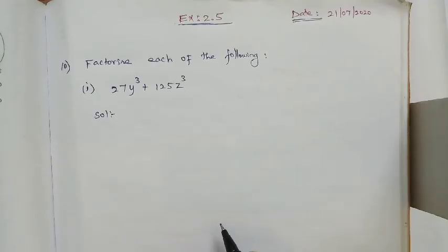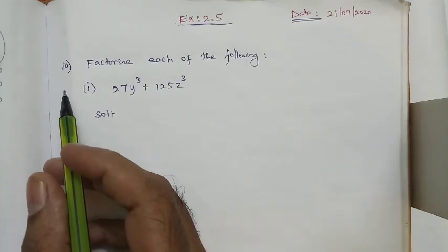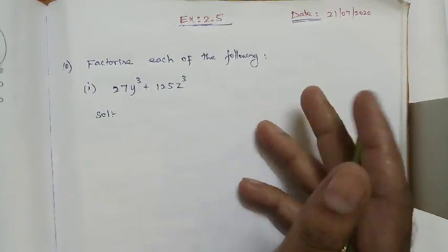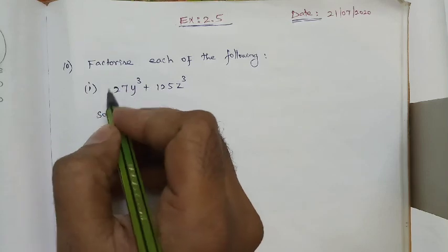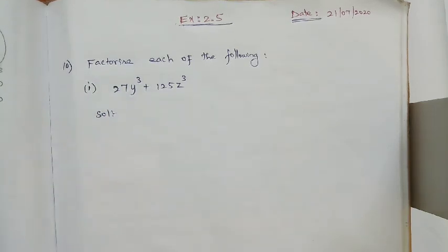Hi students, today we are going to see exercise 2.5, sum number 10. Factorize each of the following. Before solving this sum, I have to give some hint.